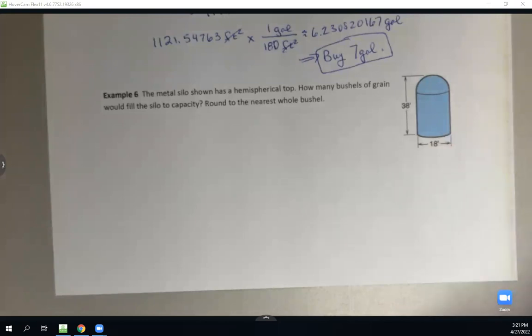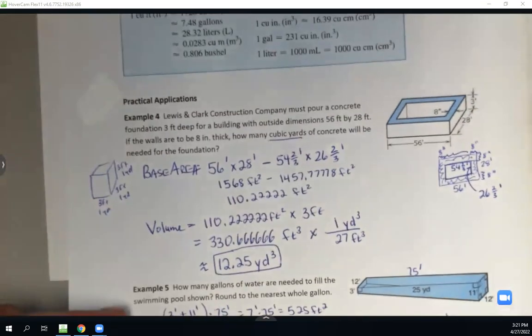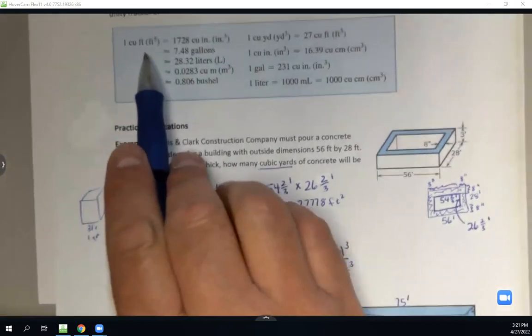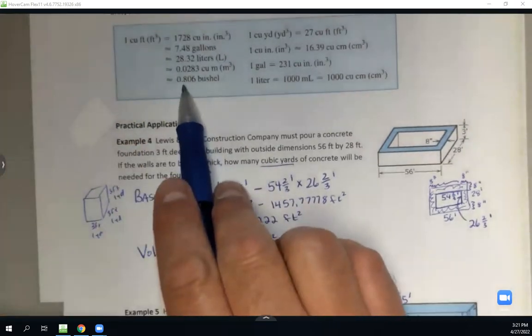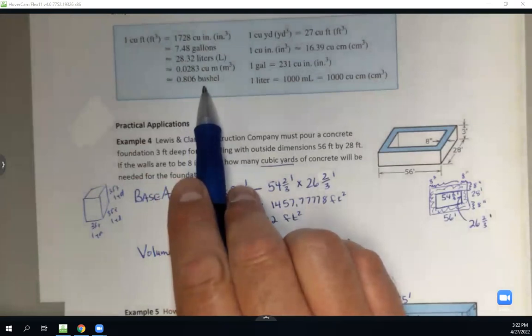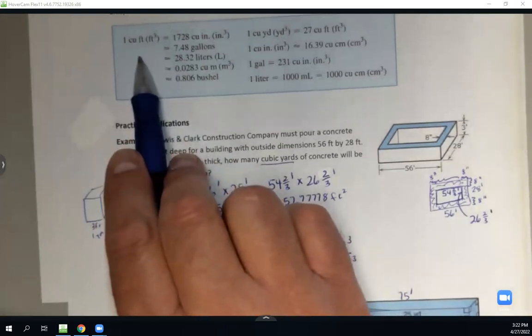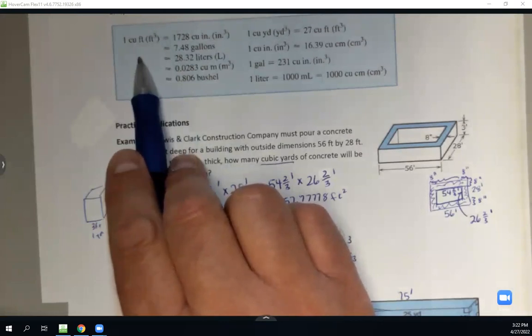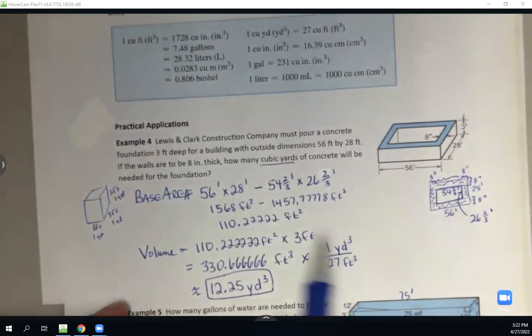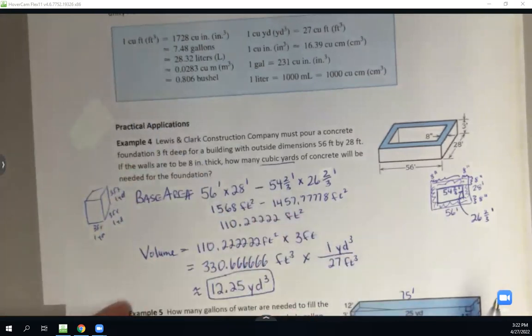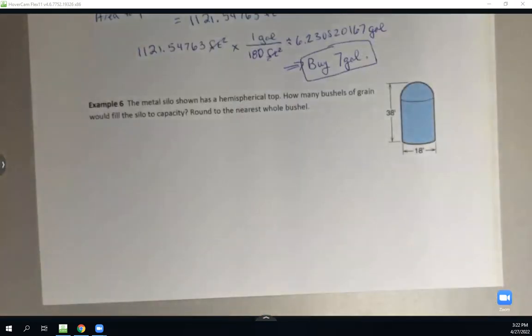Now, so really what I'm going to have to do is find the volume. Does that make sense? And once I have the volume, I could maybe use back here. I know that 1 cubic foot is equivalent to 0.806 bushel. So a bushel is a little bigger than a cubic foot. Does that make sense? But I can use that in order to convert and learn how many bushels I'm going to be able to hold. Okay. So there's a little bit of a trickiness on this problem.